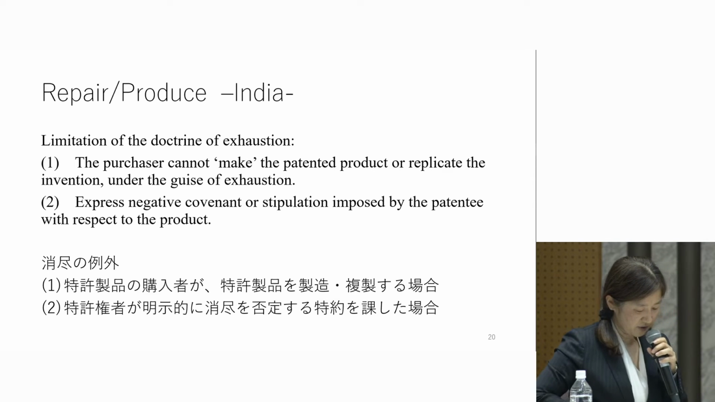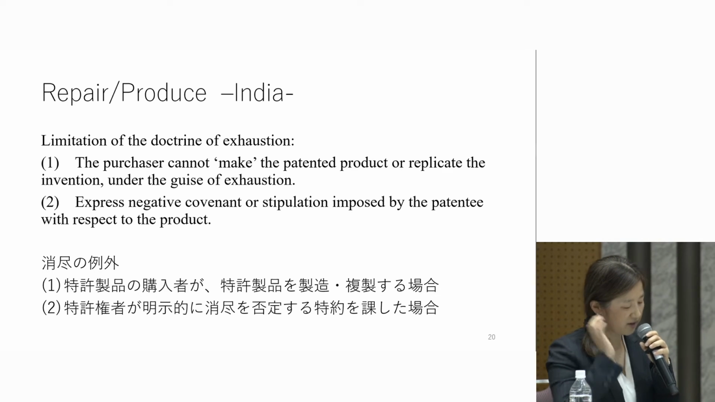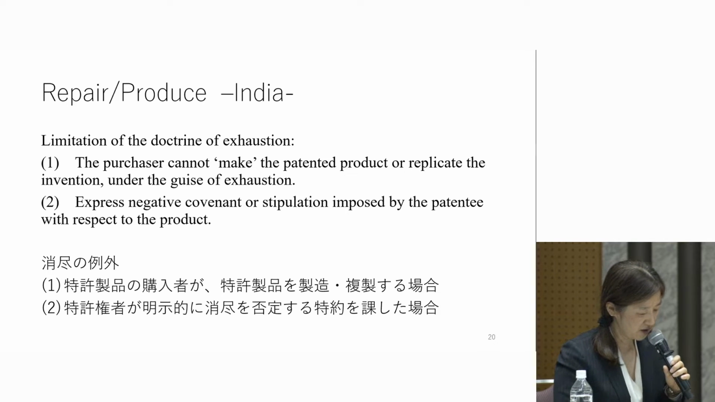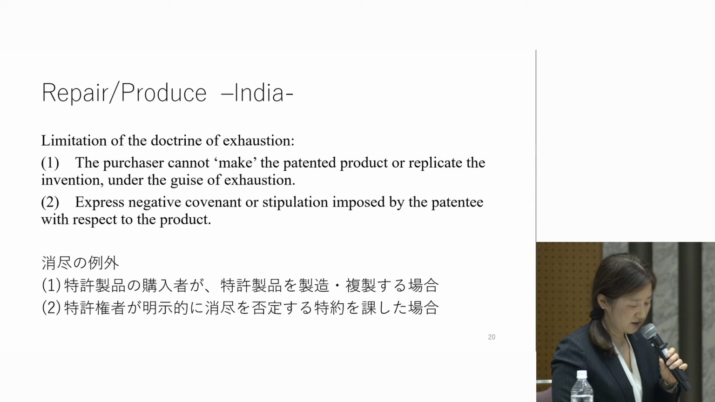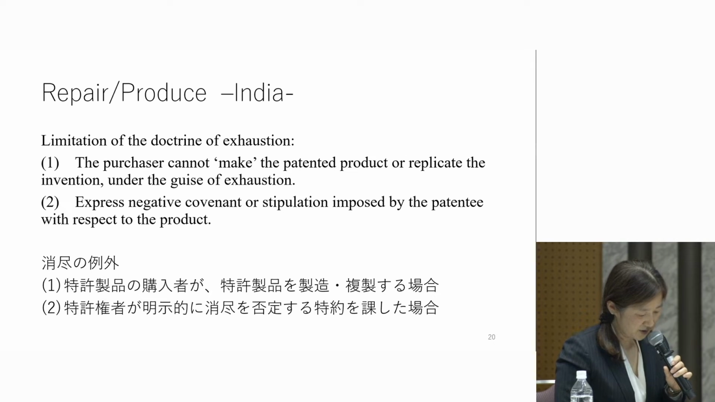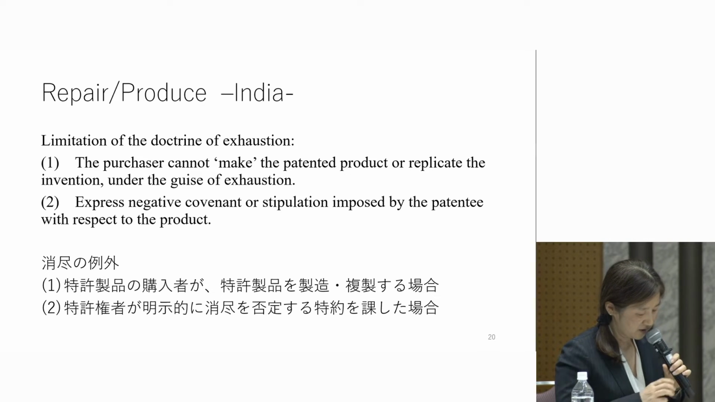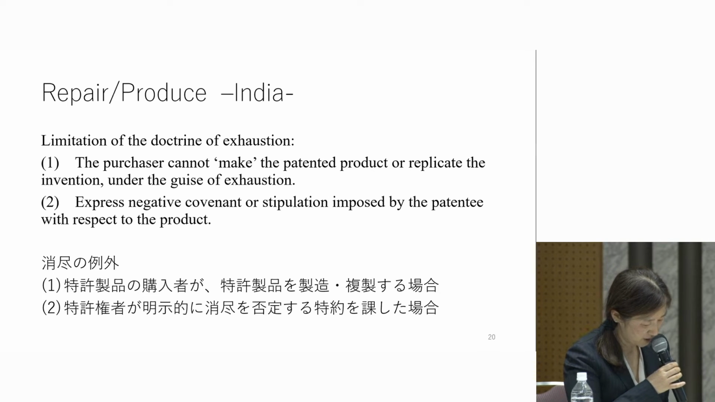In your decision on the mock case, you mentioned that there are two exceptions to the exhaustion doctrine. The first exception is when the purchaser makes the patented product or replicates the invention. And second, when the patentee expressly limited the right of the purchaser. In the mock case, the first limitation was important. So could you make a supplementary explanation on the principle of permissible repair and impermissible reconstruction?